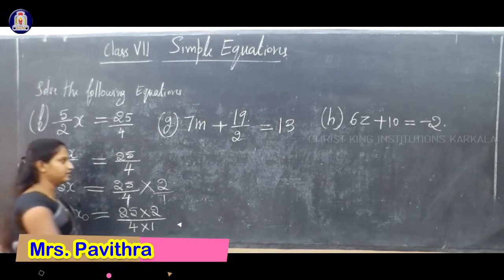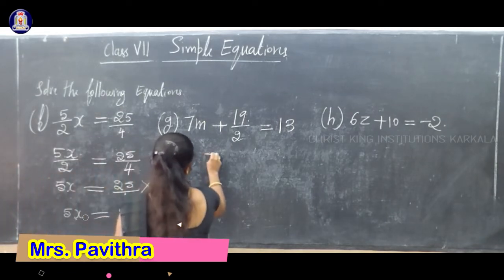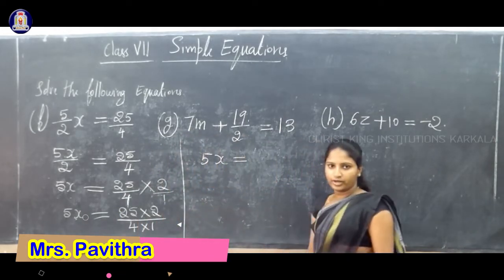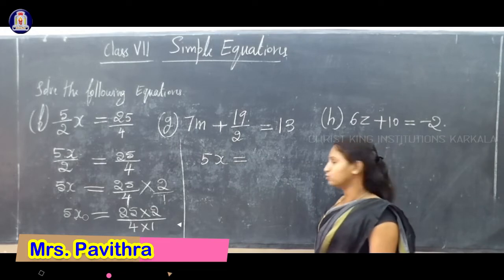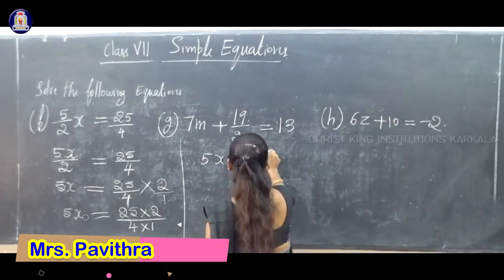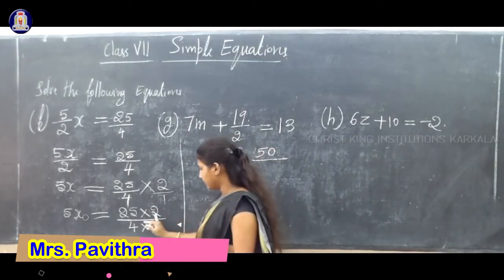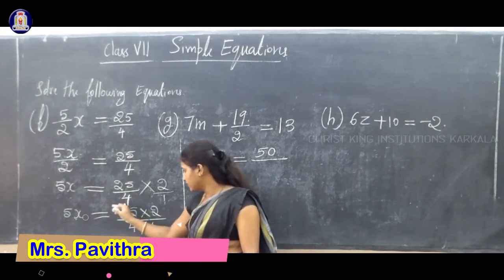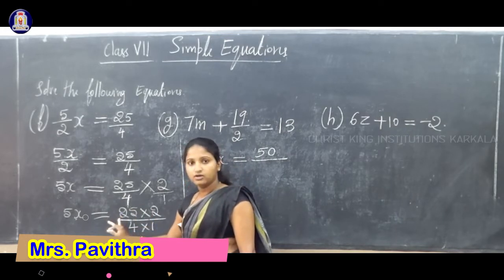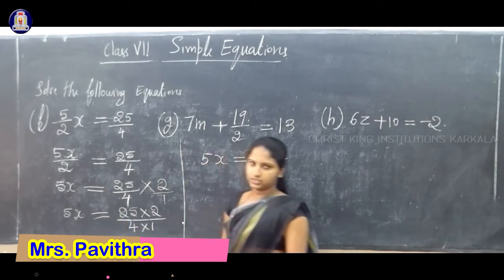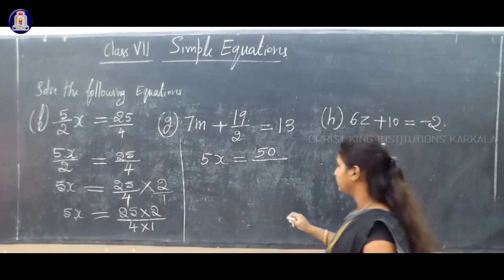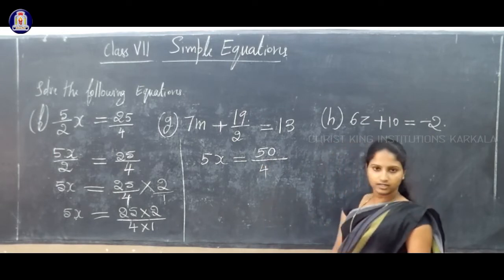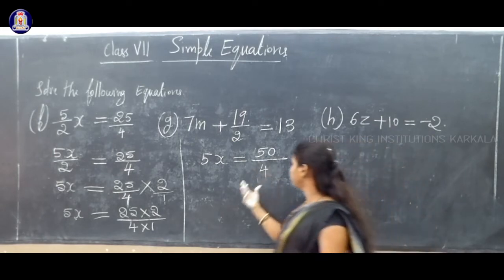So now how to find the value of x? 5x is equal to 25 into 2, that is 50. Correct? Multiply like this: 2 5s are 10, so 1 remaining. Then 2 2s are 4, plus 1 is 5. So 25 into 2 is 50, and in the denominator 4 1s are 4. Clear? So now see here, 50 by 4.